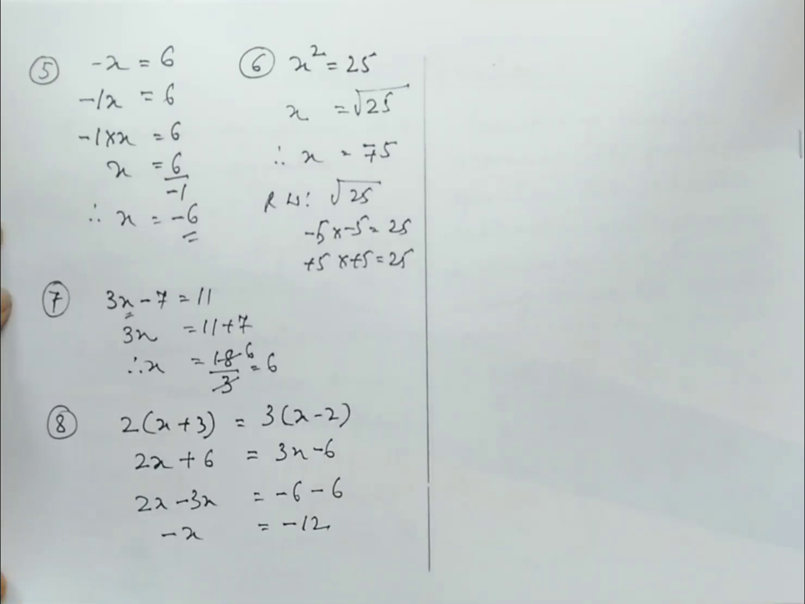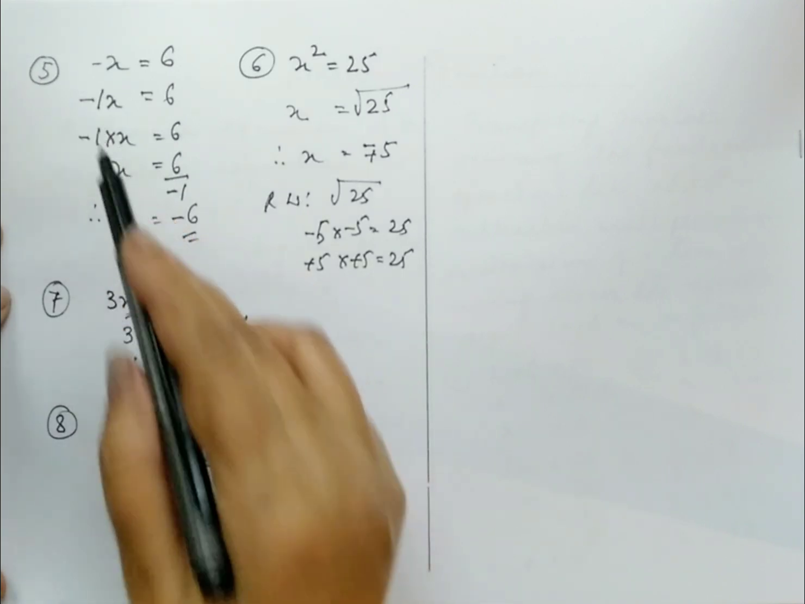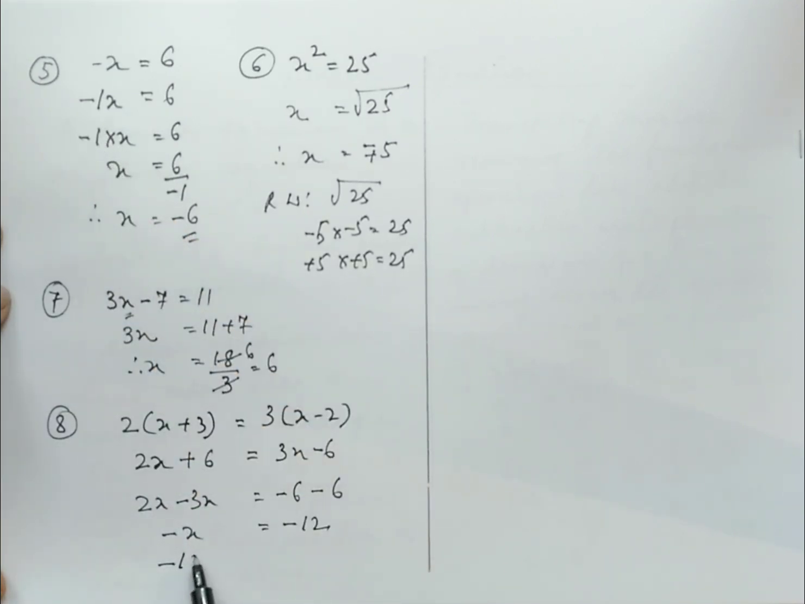Alright guys? So minus minus. There are two ways of doing this. I'm going to show you both. If I were to do like I did over here, minus 1 x equals minus 12. So I'll have x separated, minus 12 divided by minus 1. Okay, I am left with 12.